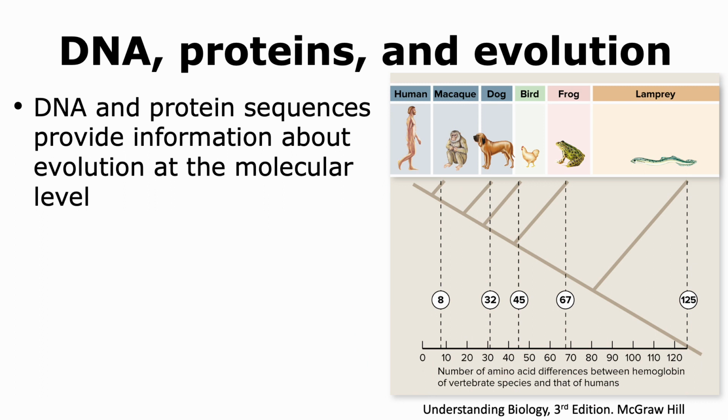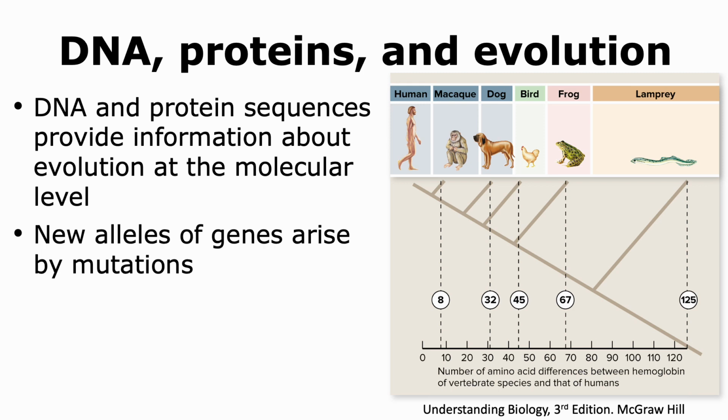The cells of all organisms have DNA and proteins. By analyzing the sequences of DNA and proteins, we are able to gain information about evolution at a molecular level. As time progresses, mutations arise in genes, and these give rise to new alleles. These mutations in the genes can also cause mutations in the polypeptide sequence. By comparing these sequences, we are able to determine how related two organisms can be.